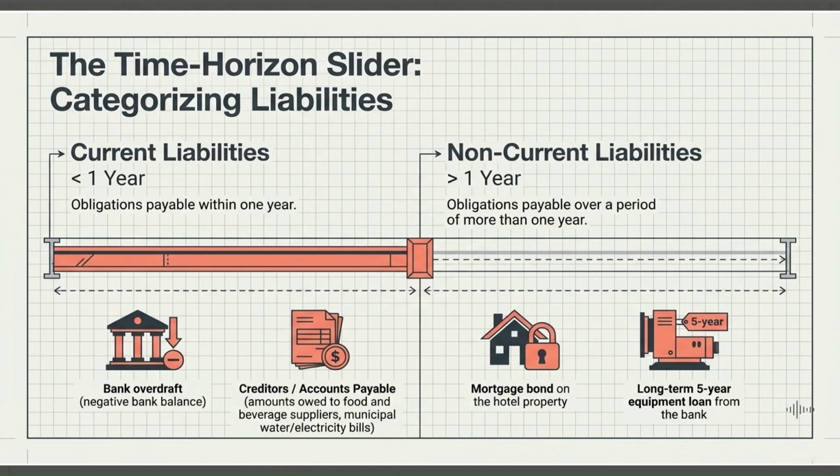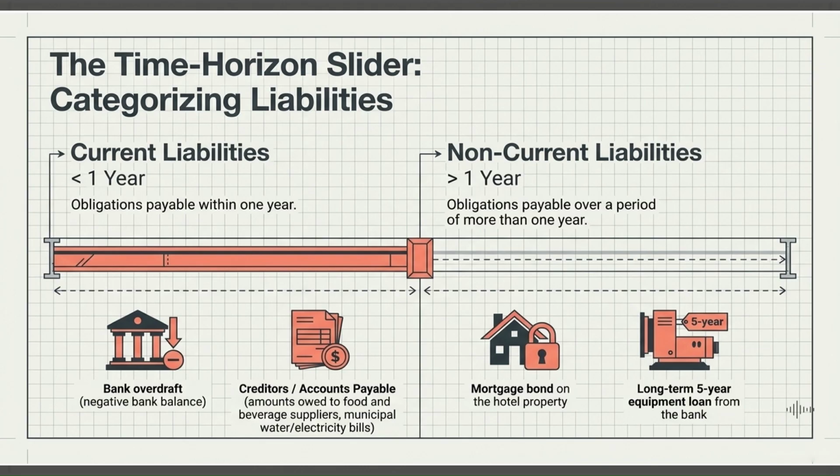This is what your bank balance becomes when it drops below zero. Note the classification carefully because students get this wrong. A positive bank balance is a current asset, and a negative bank balance, an overdraft, is a current liability. It is the same bank account. Which side of the statement it appears on depends entirely on which direction the balance has gone.